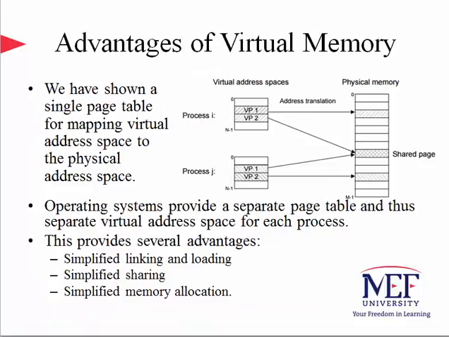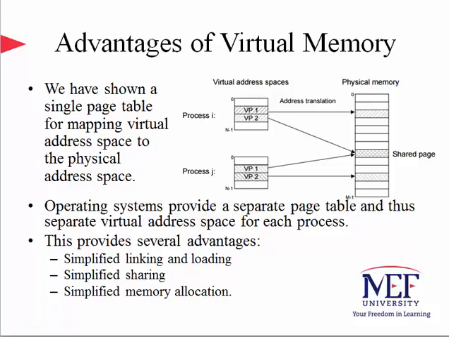So far, we have seen a single page table for mapping the virtual address space to the physical address space. In fact, operating systems provide a separate page table and therefore a separate virtual address space for each process. The combination of demand paging and separate virtual address spaces has a huge impact on the way memory is managed in a system. For example, each virtual address space is uniformly divided between stack, heap, code, and data fields, where heap and stack fields can dynamically grow. Such uniformity simplifies the design and implementation of linkers and loaders.